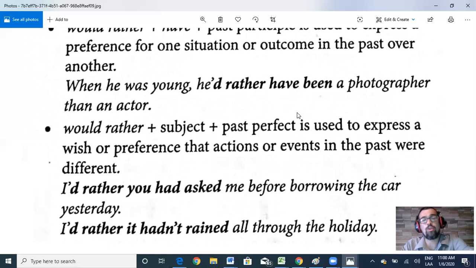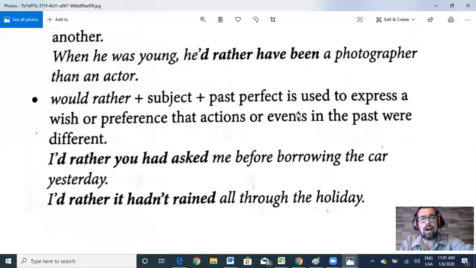Okay. For example, I'd rather you had asked me before borrowing the car yesterday. Well, it's an action that it was better, or it was a preference for that person to ask before borrowing the car, right? So that's why he's using would rather subject plus past perfect. Or another example, I'd rather it hadn't rained all through the holiday. Okay, well, it's a preference again. What would be your preference? Well, that it wouldn't have rained, but it did. Okay, so again, it is to express preferences that actions or events in the past were different.